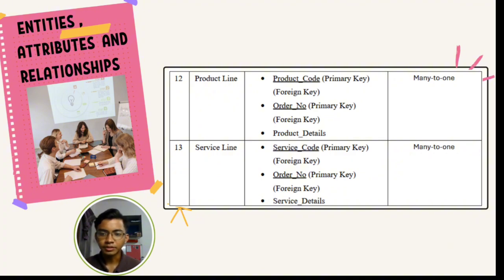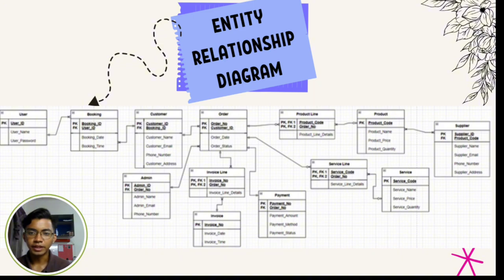The service line has three attributes, which are service code, order number, and service details. The primary key and the foreign key for this entity are service code and order number. The relationship is many to one. This part is the entity relationship diagram.